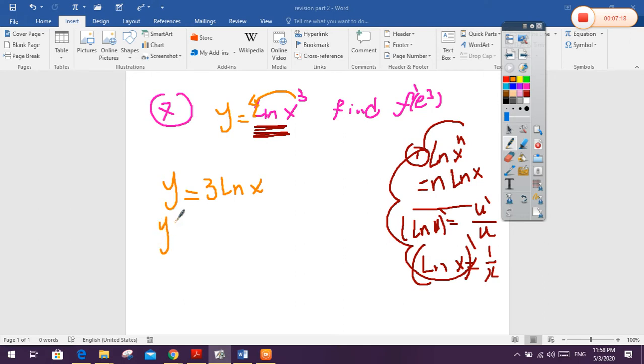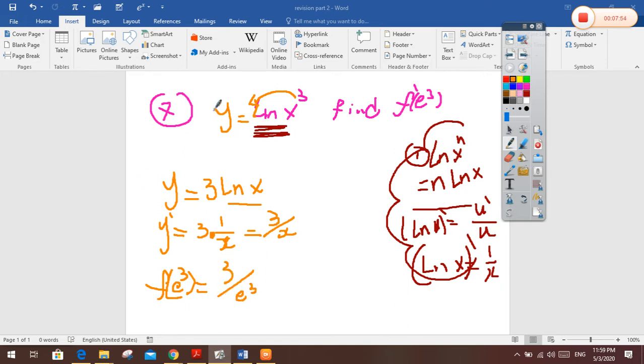Okay, now to find the derivative, it will be the number multiplied by the derivative of ln x, which means 1 over x. But here, be careful. I multiply here, because it is not a mixed number. It means 3 over x. To find the value of this function at e to the power 3, just replace: 3 over e to the power 3.